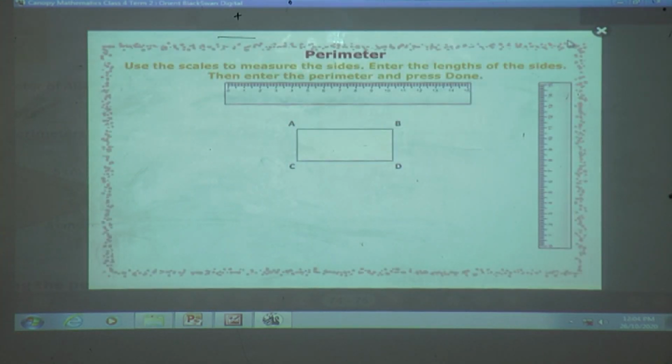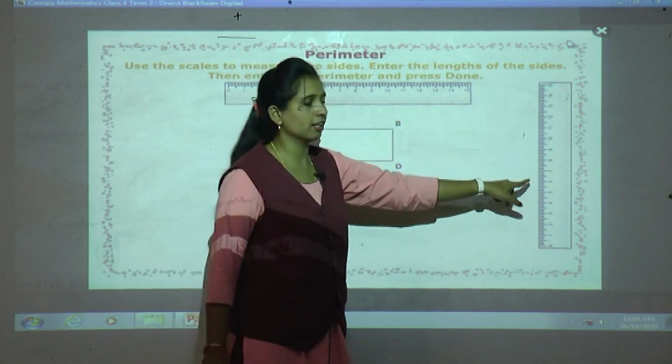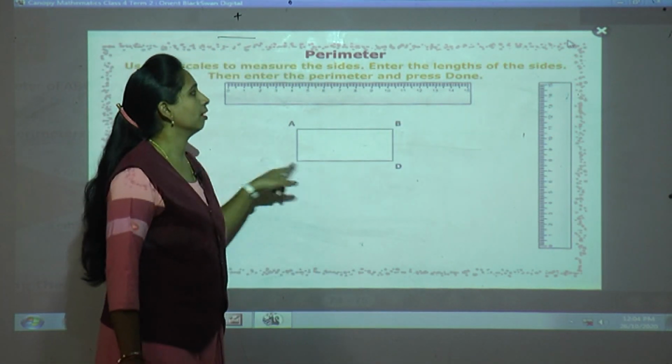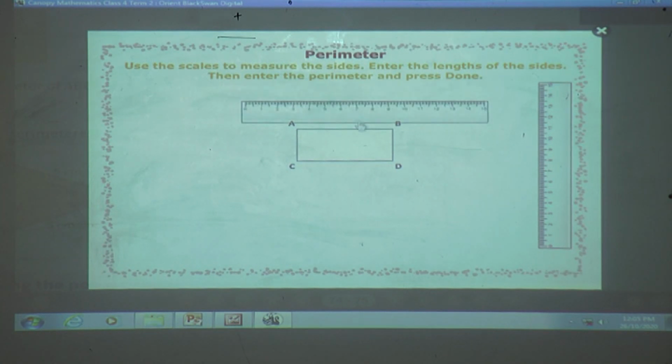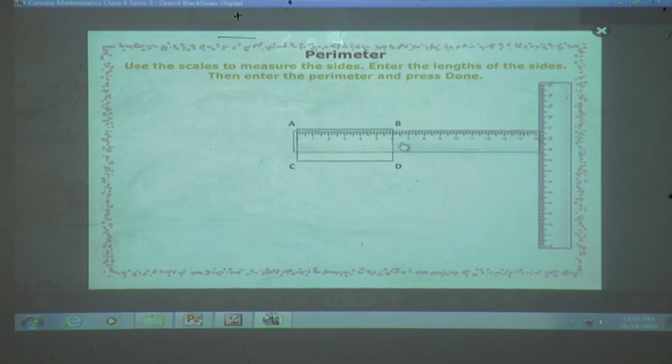See how to measure the perimeter. Now use the scales to measure the sides. Enter the length of the sides, then enter the perimeter, then press done. Now see, you do have a ruler, a scale. They have given one shape, a rectangle. Now we are going to find out the perimeter of this given shape. So what you are going to do? You have to use your scale, and from where you will start?